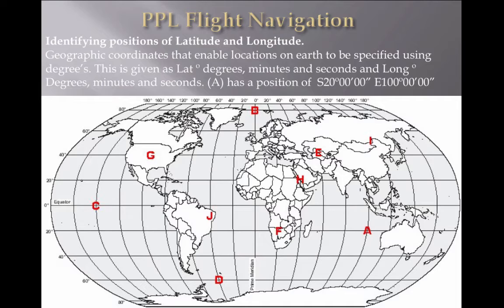So, for example, in this particular illustration, A has a position of south 20 degrees 0 minutes 0 seconds and east 100 degrees 0 minutes and 0 seconds. Pause this video and make sure that you can define and articulate the various letters and coordinates on this map.